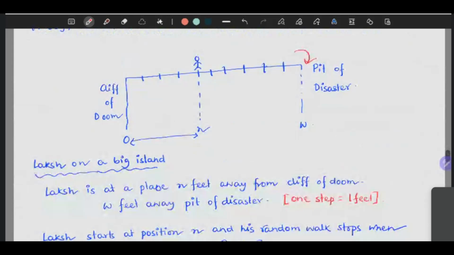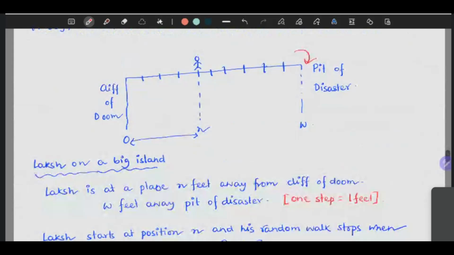Now if he starts at this point, then the probability is 1, right? If he starts from this other point, then there is no way he can reach here. That's why Rw is equal to 1 and R0 is equal to 0. And now we are finding the probability Rn when he is in between. To calculate that, we made it into two steps.